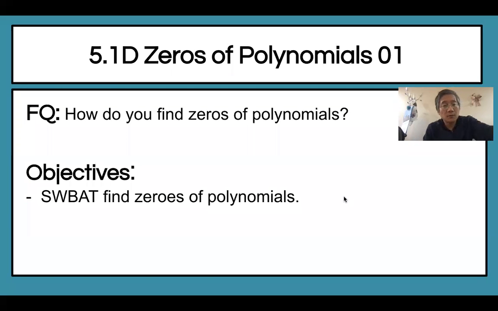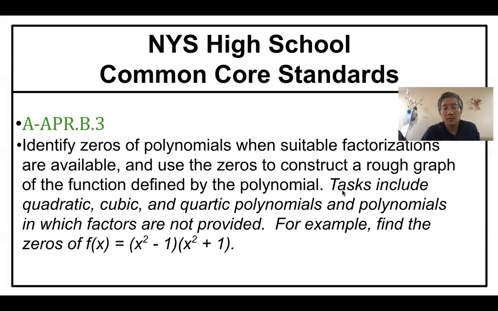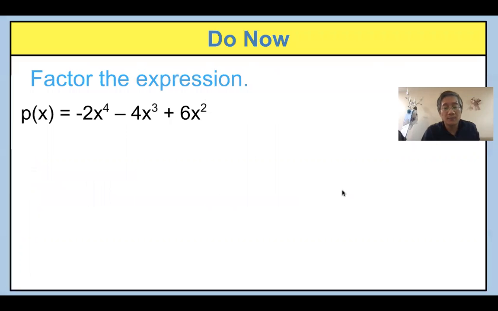Hi everyone. Today we are going to talk about 5.1D, zeros of polynomials, number 1. So you're going to be able to find the zeros of polynomials today. Before we start today's lesson, let's do the Do Now. Factor this expression. I'll give you about 4 minutes.